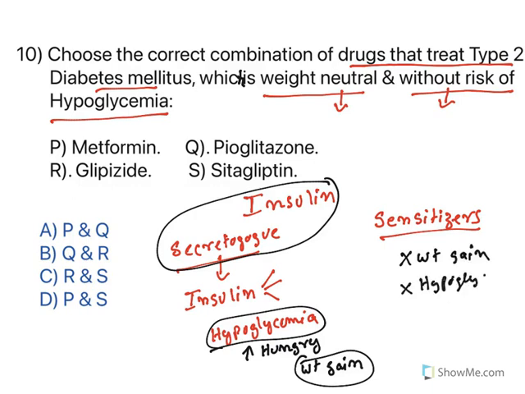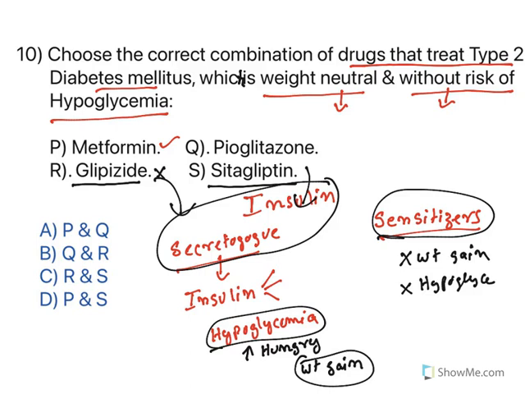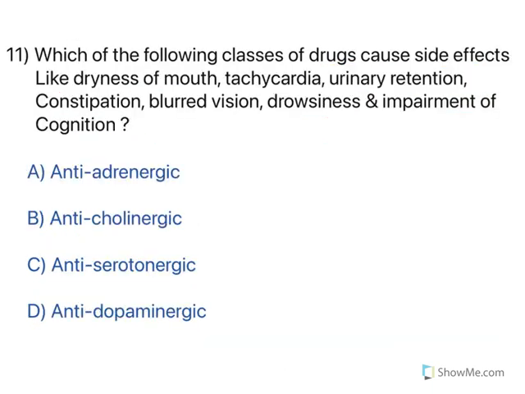So the question is about these drugs. You need to find out which are insulin sensitizers. See, glipizide, a sulfonylurea, and sitagliptin, an incretin mimetic, both of them are insulin secretagogues. Whereas insulin sensitizers are metformin, a biguanide, and pioglitazone. So P and Q, so option A is the answer. Moving to the next one.